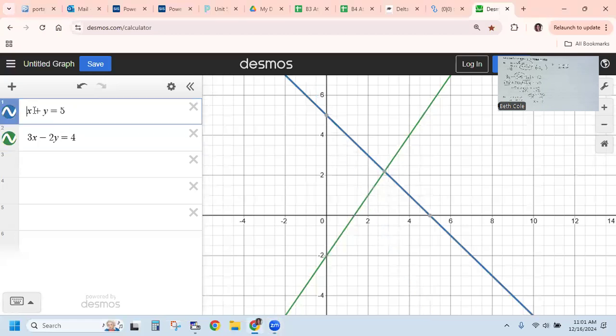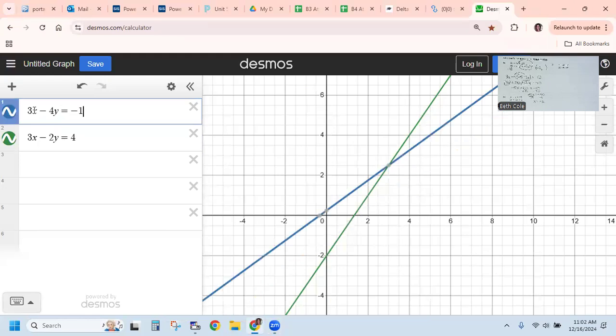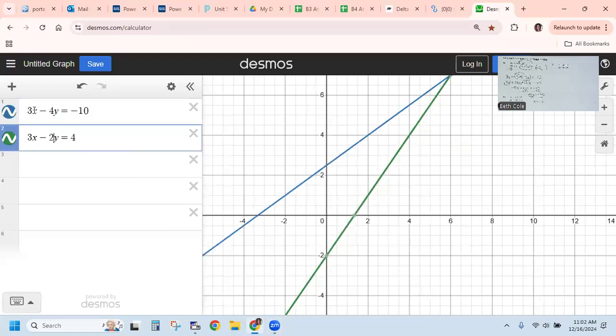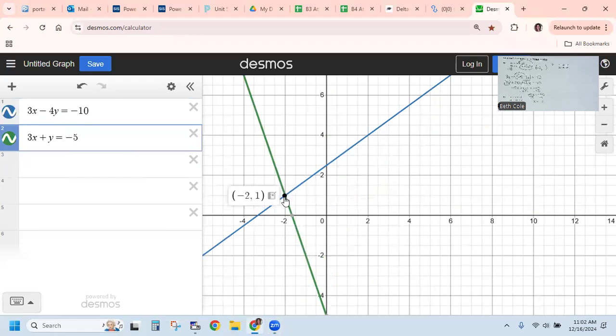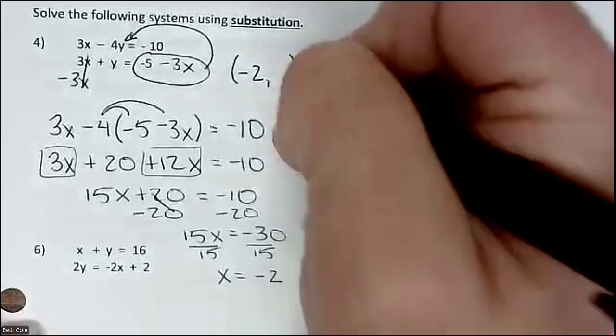And then this one is 3x plus y equals negative 5. All right, intersection, we got negative 2 comma 1. And again, when you type that in, that reinforces that all your work was correct because we got negative 2 for x.